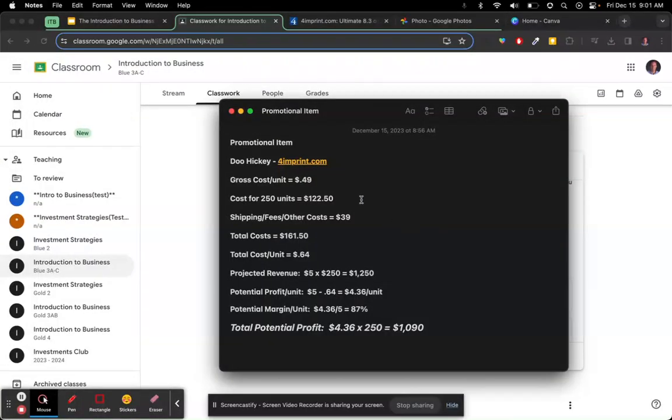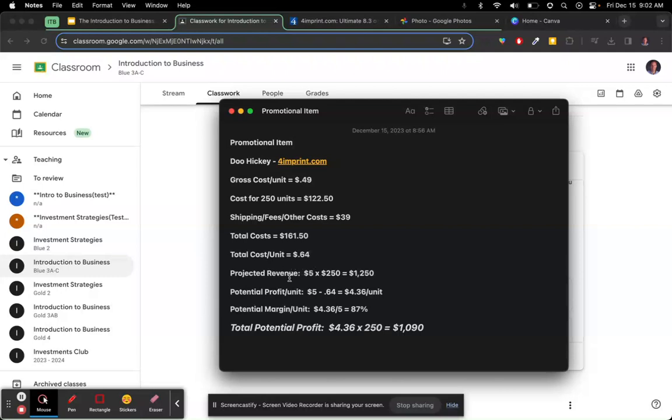I just made up a simple example. I said, okay, I bought some doohickey promotional item from forimprint.com. They tell me that if I buy 250 units, it's going to cost me 49 cents per unit. So my cost for 250 units is going to be $122.50. Shipping fees and other costs that are added on as you go through the customization process total $39. So my total cost to buy 250 of these units would be $161.50. I divide that by 250, which gives me $0.64 of total cost per unit.